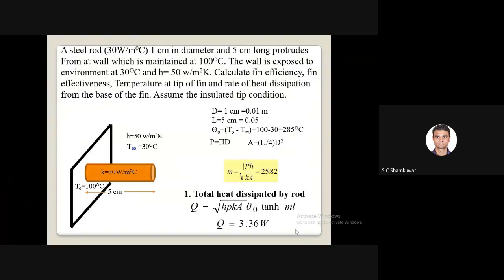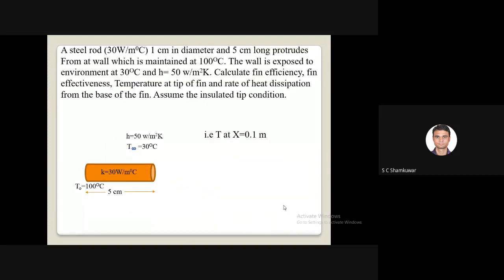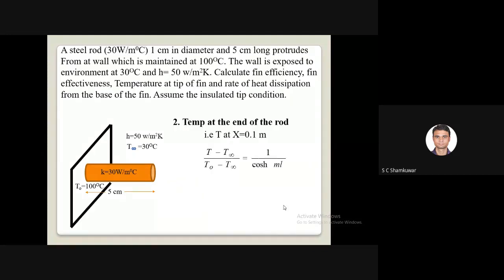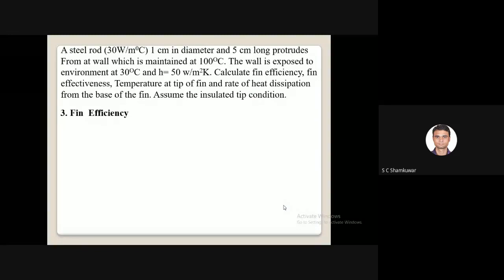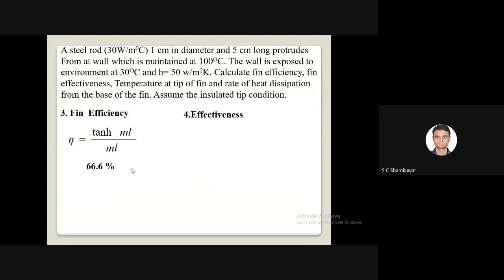So this is the first answer. Q is equal to under root HPK theta 0 tanh mL. Q is 3.36. Then efficiency, for an insulated tip, is directly tanh mL divided by mL. So it is 66.6%. Please check whether you are getting it or not. Now you will say yes, 66%. Okay, I understood. Okay, thank you.